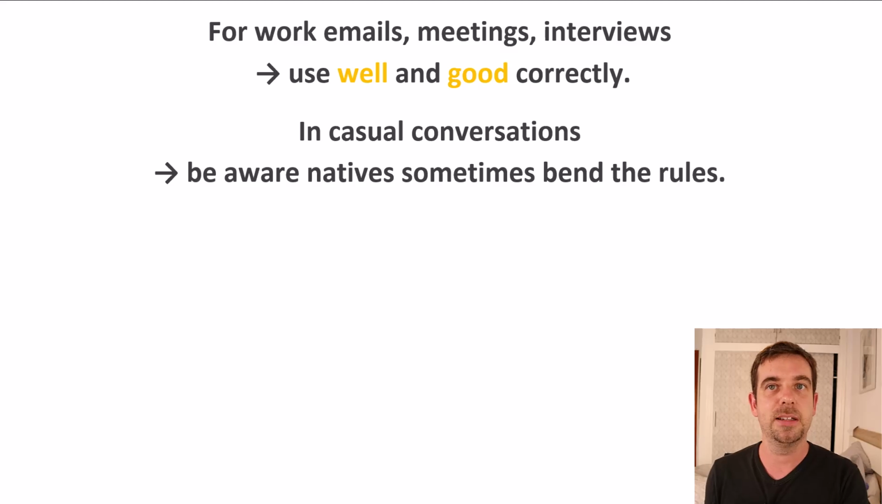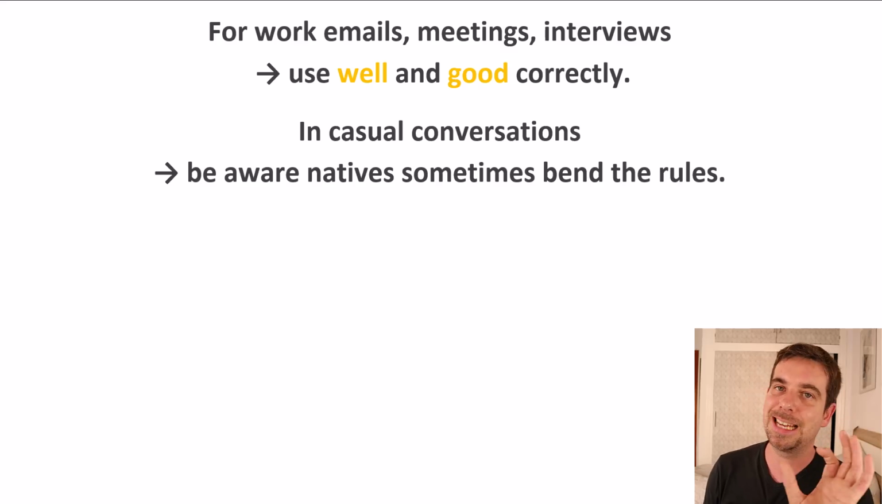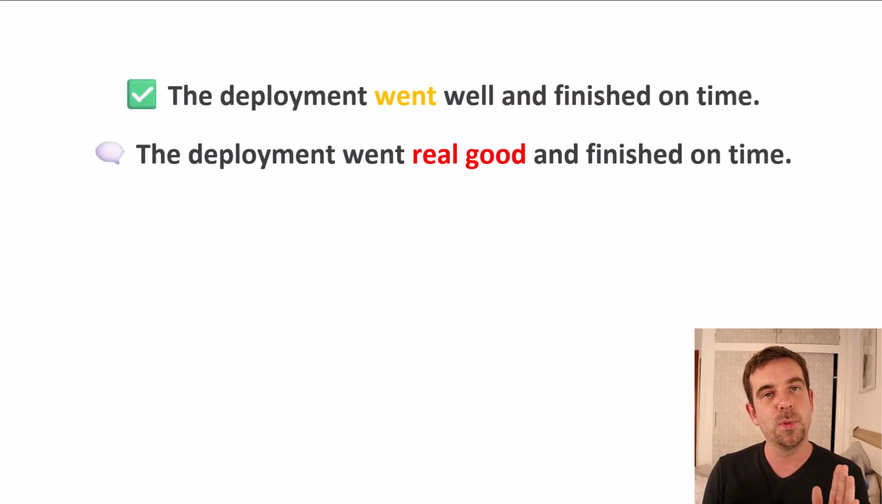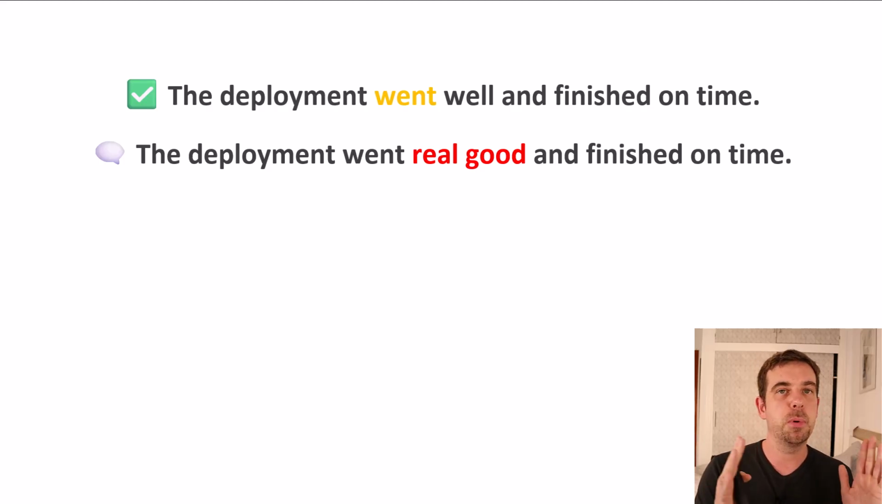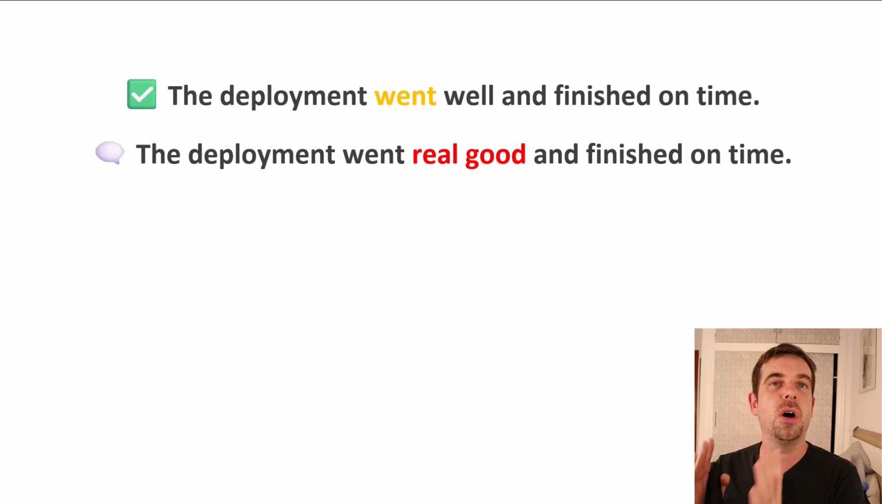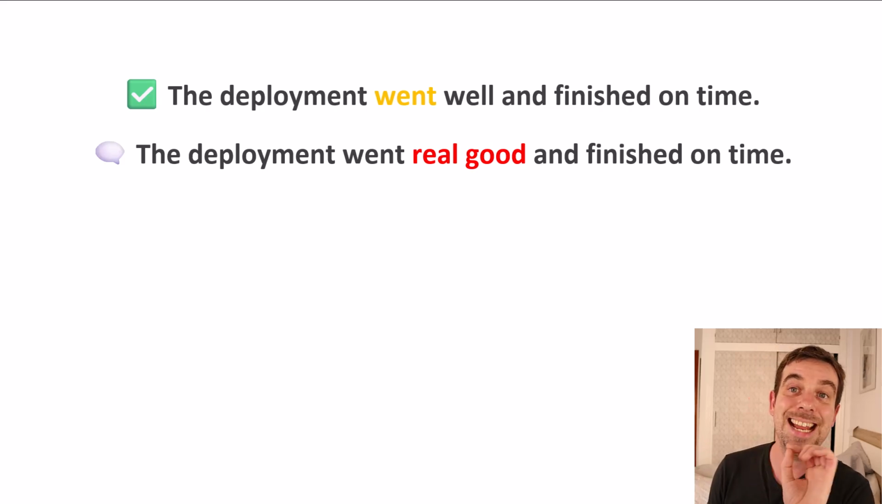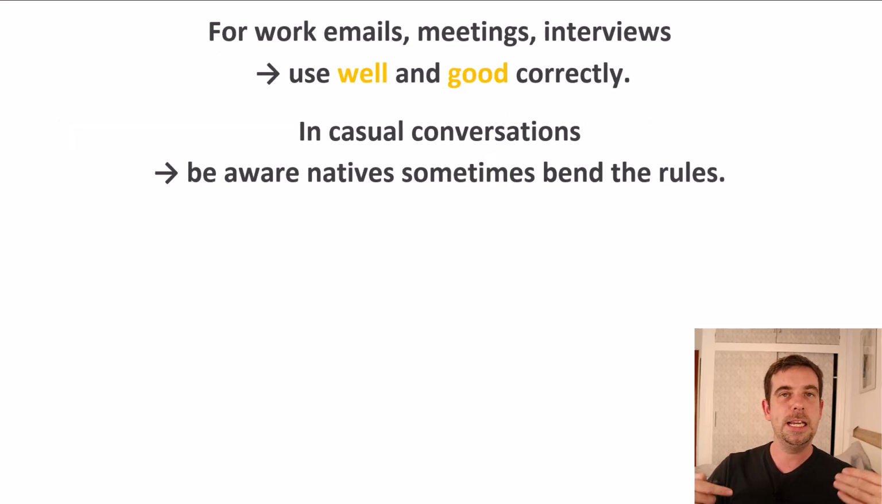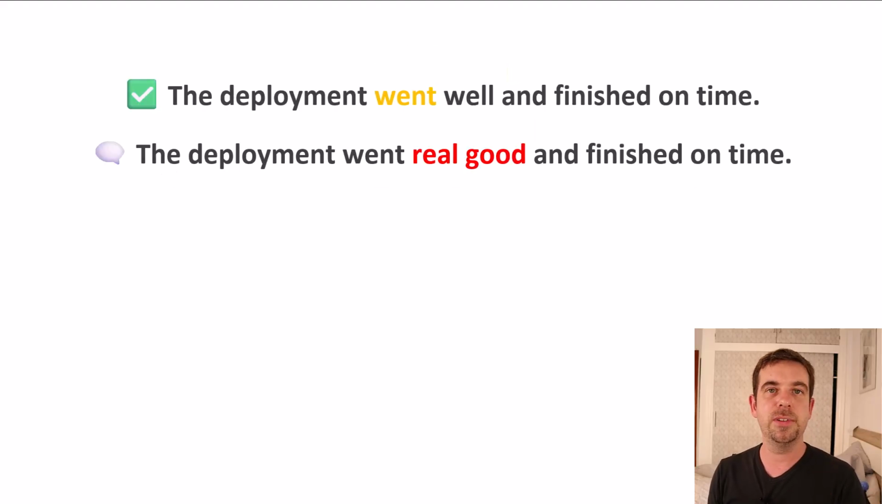Now, there's one detail that I'm Irish, but I watch a lot of TV series that are from America, Canada, Australia, and there are some small moments in casual conversations that native speakers maybe break the rules a little bit. For example, the absolutely correct version is the deployment went well and finished on time. Now, you see this here, technically it's incorrect, but it's my observation, especially with North American speakers, to say something went good, went real good. And it's possible, but not exactly correct. So again, for work, emails, meetings, interviews, use well and good correctly. In casual conversations, you can have this, the deployment went real good. So just be ready, okay?